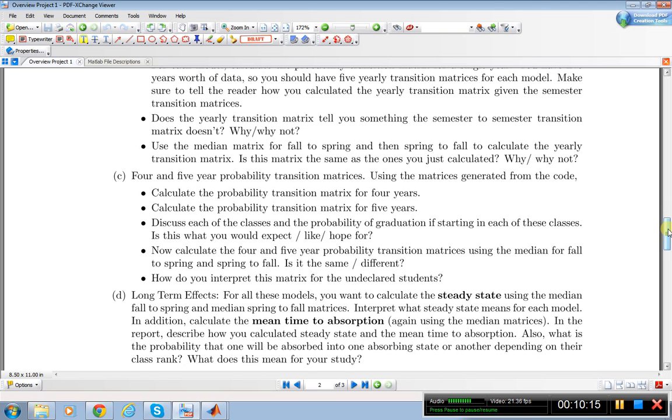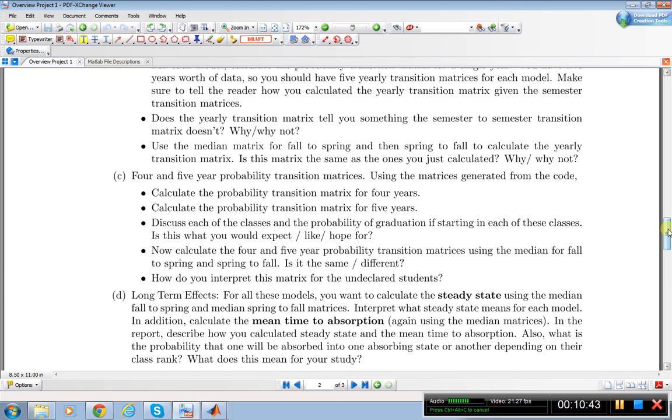So then I want you to do 4 and 5 year probability transition matrices. So use the matrices generated from the code and figure out how to compute the probability transition matrix for 4 years. So what you would expect after 4 years or after 5 years. And so what does this mean? Discuss each of the classes, so each of the freshman, sophomore, junior, senior, and the probability of graduating if starting in one of these classes.